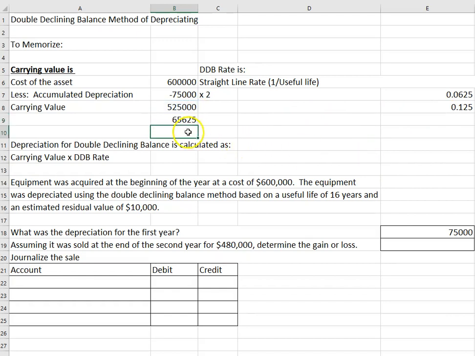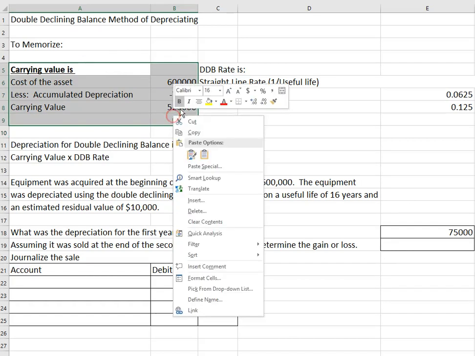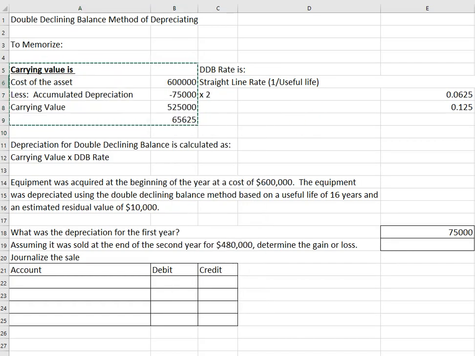So we'll be depreciating $65,625 in year 2. But they didn't ask that. They just want to know what our gain or loss is if we sell it at this point. So really we have to figure out what our carrying value is after year 2. We just copy the same formula over, because that's what we need to do each and every time: this carrying value formula.